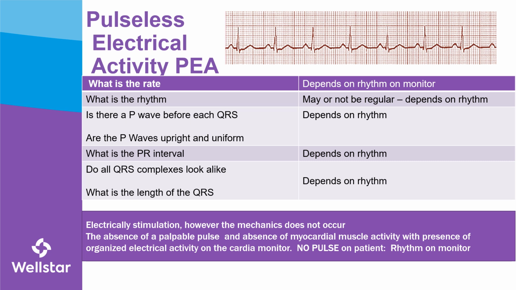Electrical stimulation occurs, however, the mechanics do not. It is the absence of a palpable pulse and absence of myocardial muscle activity with the presence of organized electrical activity on the cardiac monitor. There's no pulse on the patient, there's just a rhythm on the monitor. So it's called pulseless electrical activity because you do see an organized rhythm on the monitor. However, there is no pulse.